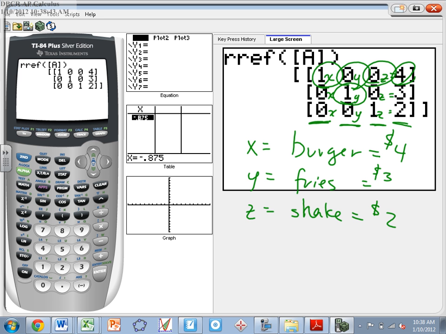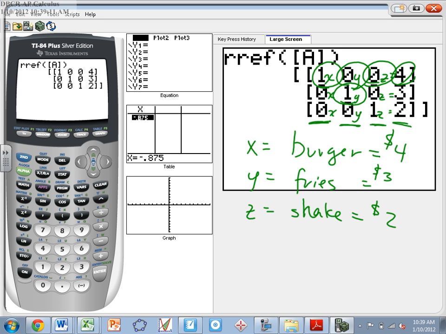Okay, so make sure you write down what we have written next, okay? Again, remember, if you have one X, that means you have one burger. In that whole first row, you only have one X here. You have no Y's, you have no Z's. You have no X, but you have a Y, and you have no Z's. So this means you have one fry. And this means you have one shake. So you got burger, fry, and shake.